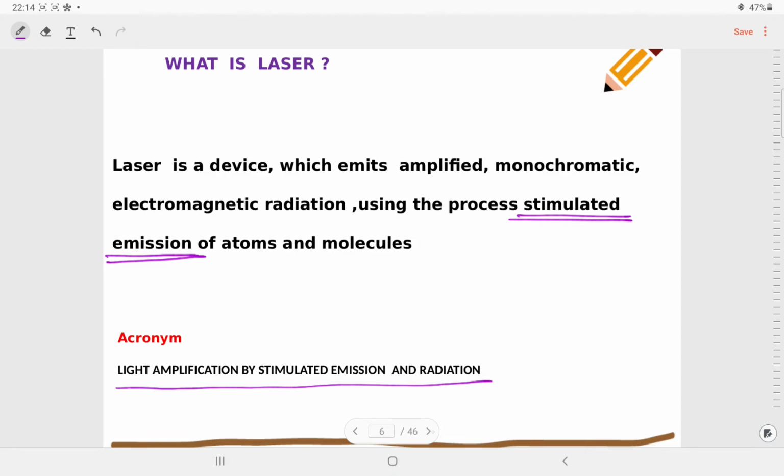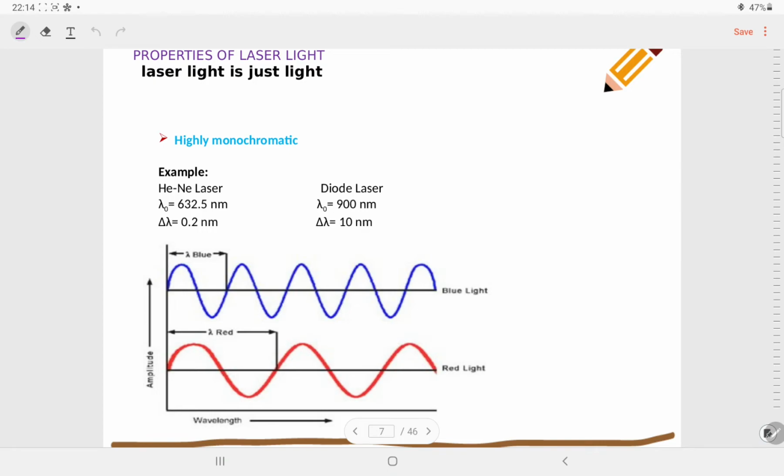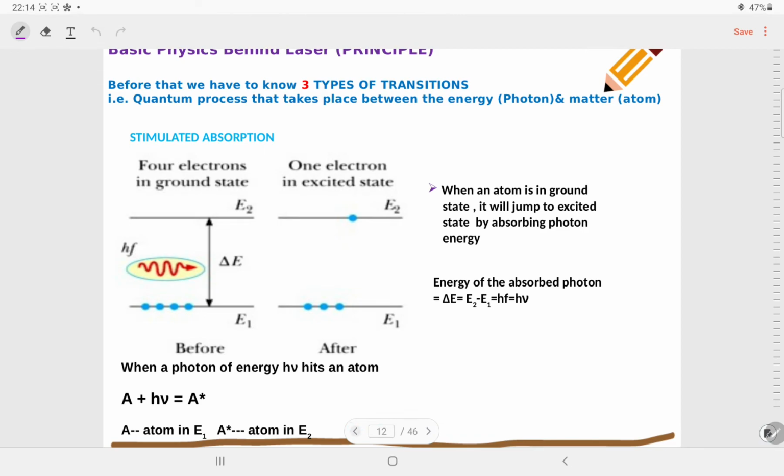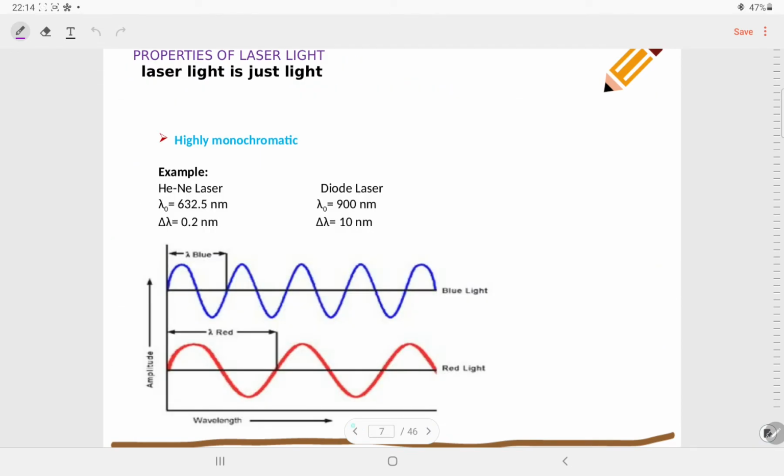So what is stimulated emission? Before understanding stimulated emission, we need to understand two processes, that is absorption and spontaneous emission. Absorption and spontaneous emission. Here the characteristics are given to us.